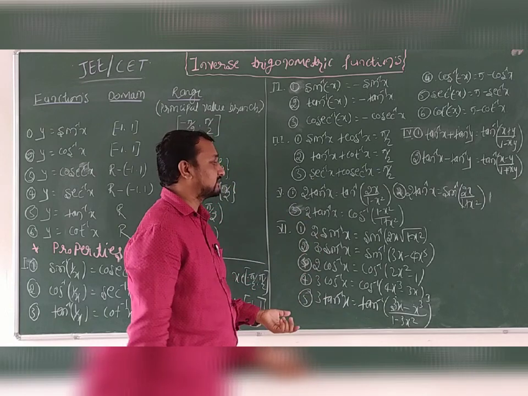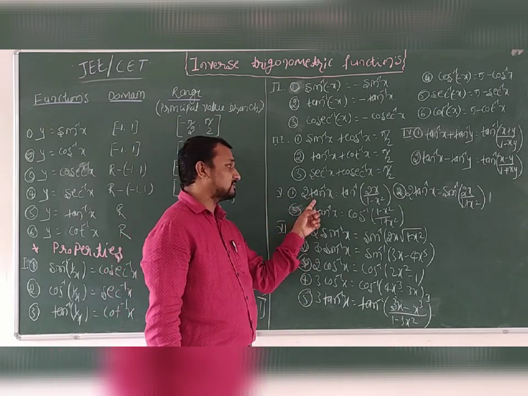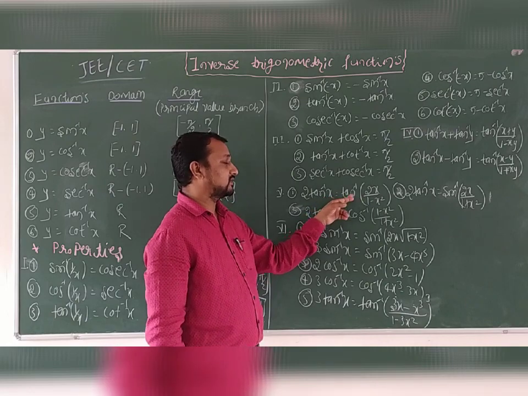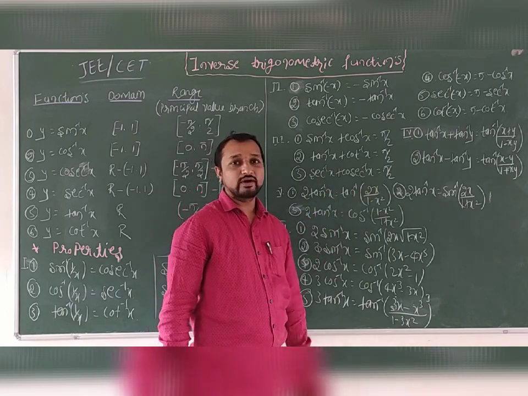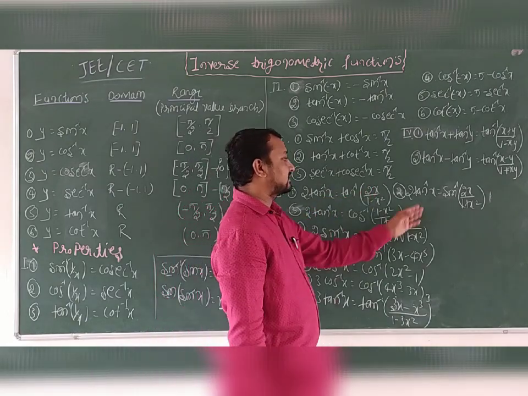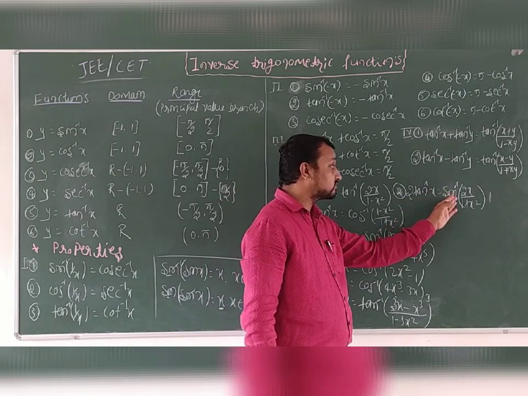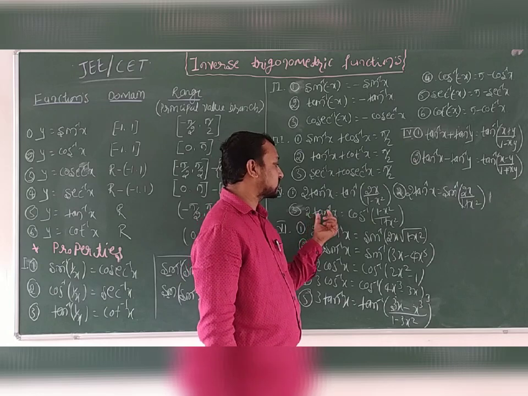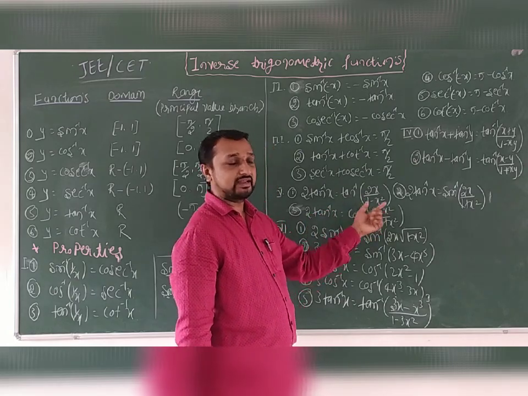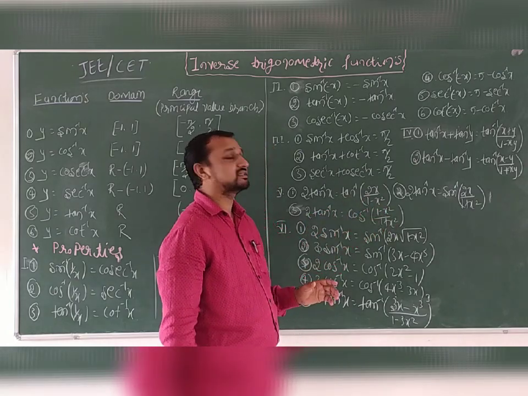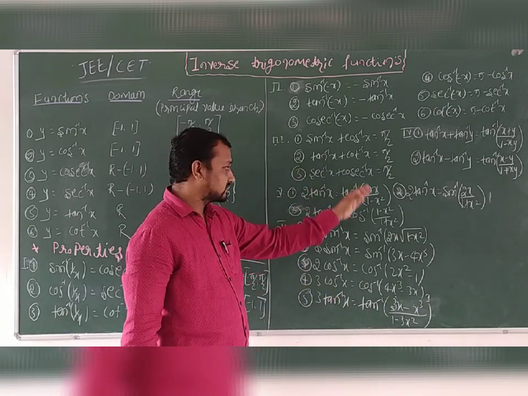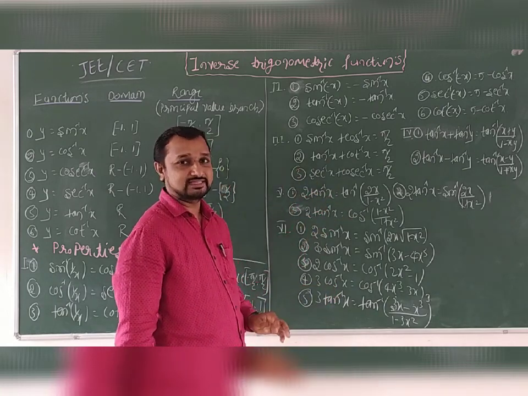And again in the tan property, 2 tan inverse of x, there are 3 formulas. 2 tan inverse of x equals tan inverse of 2x divided by 1 minus x square, and 2 tan inverse of x equals sin inverse of 2x divided by 1 plus x square, and 2 tan inverse of x equals cos inverse of 1 minus x square divided by 1 plus x square. Okay, so this is also a very important property. By using this property, we solve some of the examples like that.